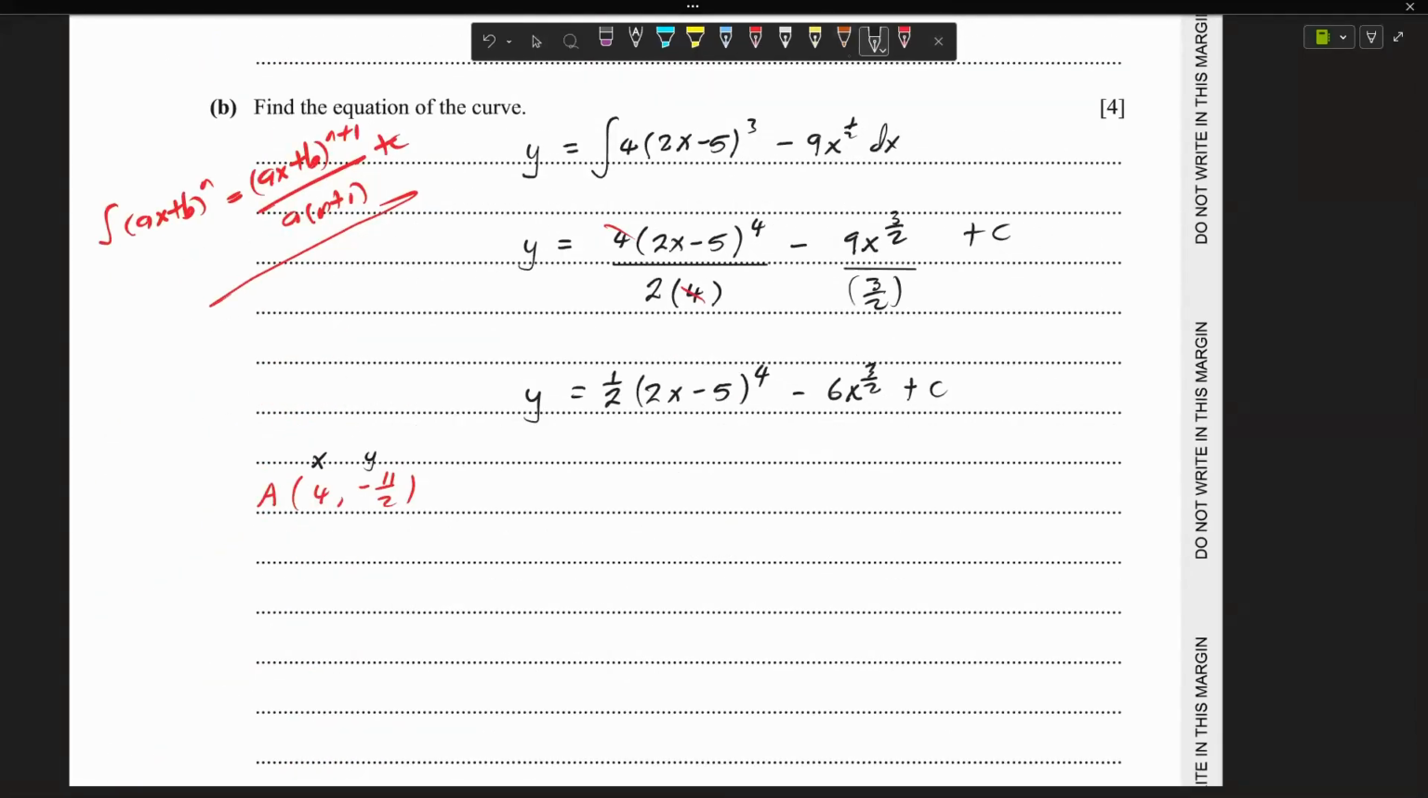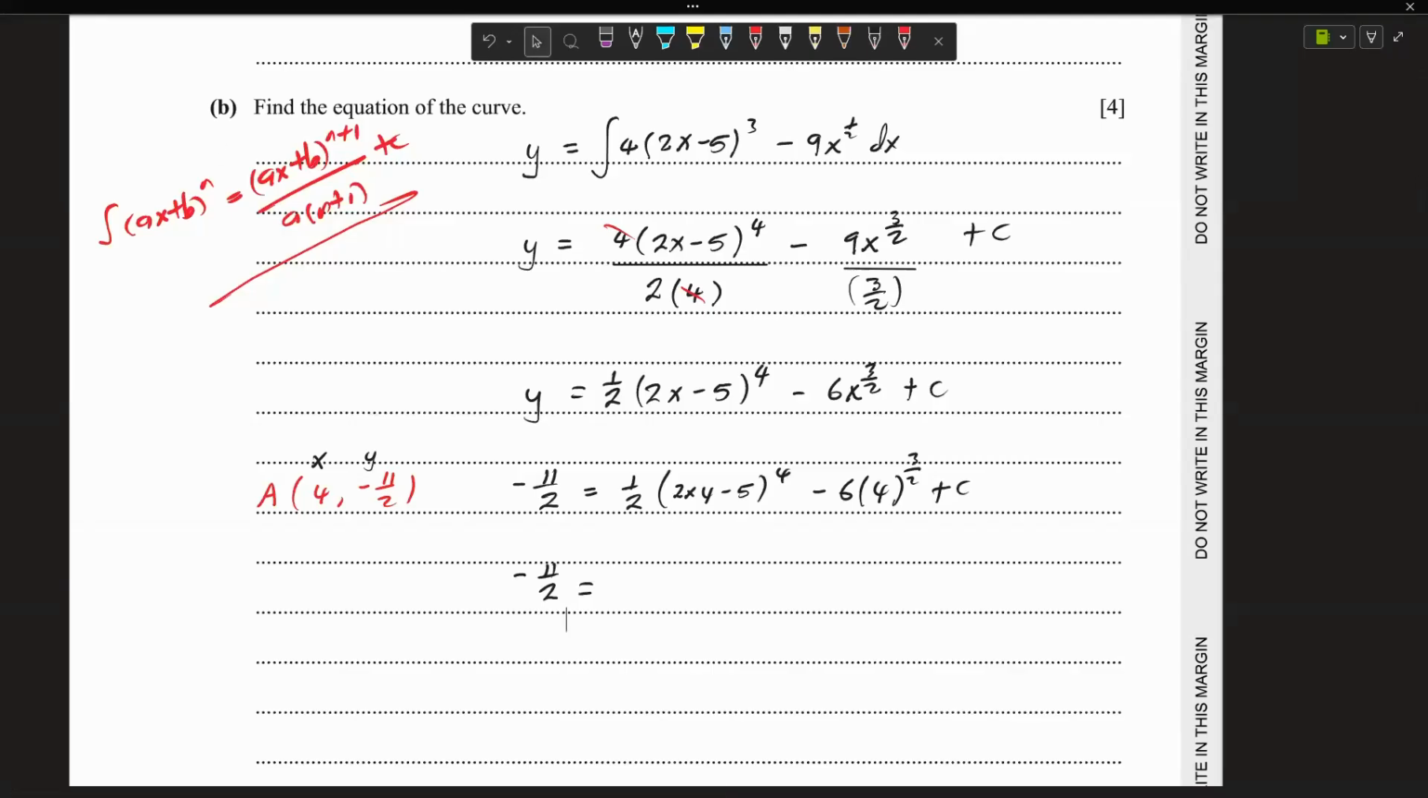X and Y. So that's going to be minus 11 over 2 is equal to a half of 2 times 4 minus 5 to the power of 4 minus 6 of 4 to the power of 3 over 2 plus c. All right, so that's minus 11 over 2 is equal to, on this part, we know that that's 8 minus 5, that's 3. So 3 to the power of 4.